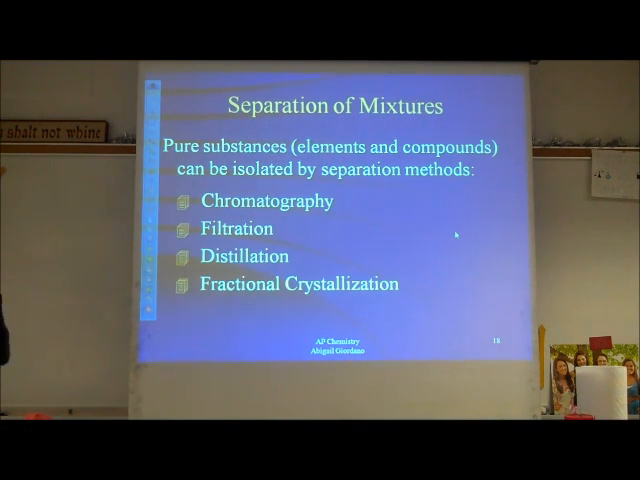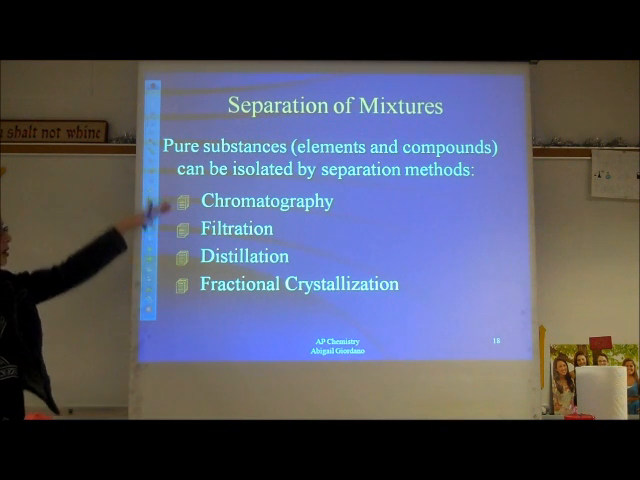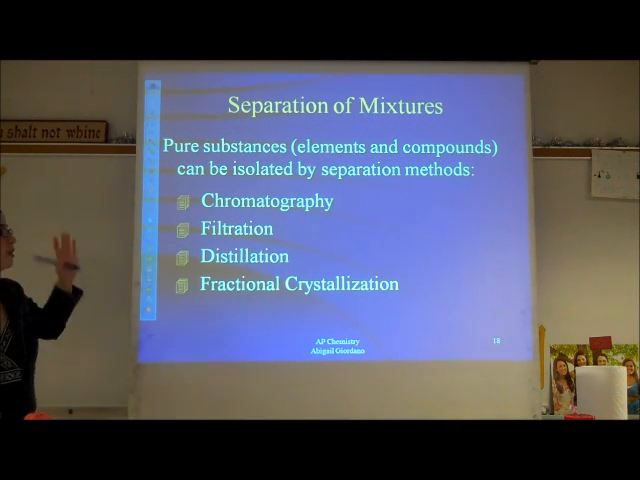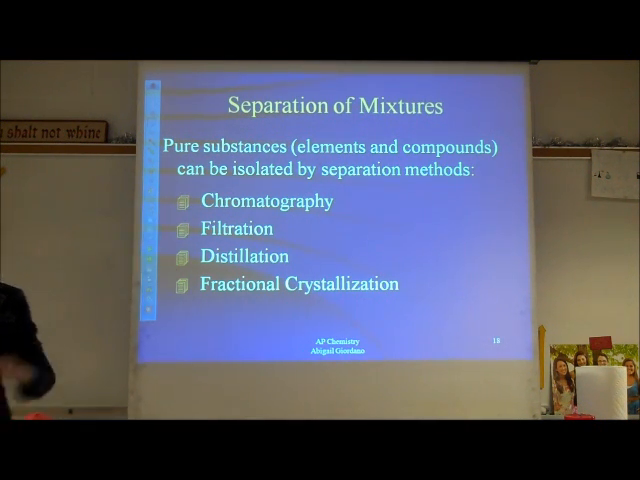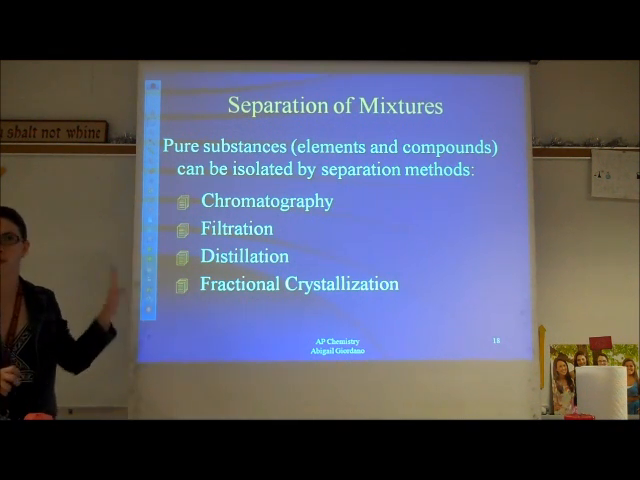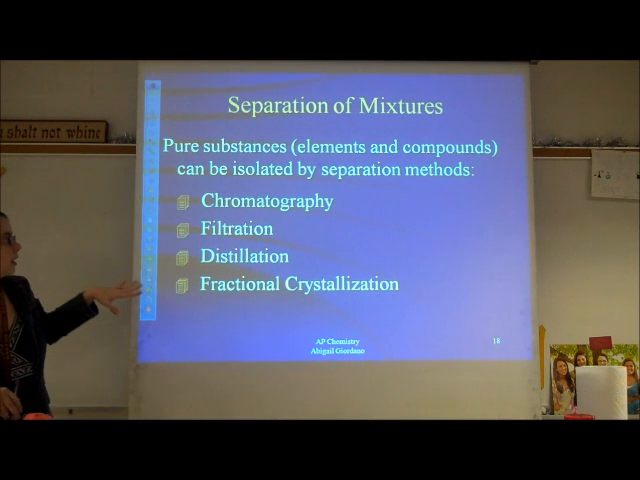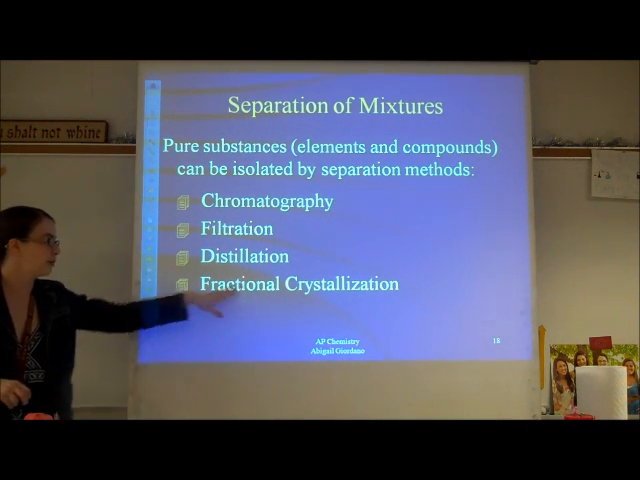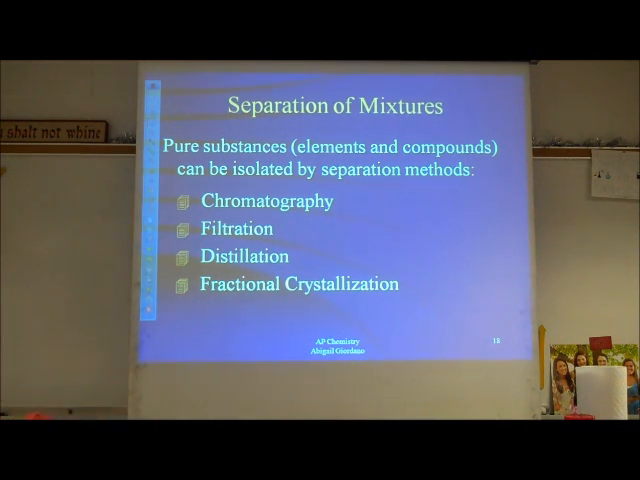Now, if we're still talking mixtures, both homogeneous and heterogeneous can be separated using physical separation techniques. There are more than 4. These are the 4 I want to focus on, and I'm going to talk very briefly about each one. I'm actually going to start at the bottom here. Fractional crystallization is a very fancy term for a very simple process.